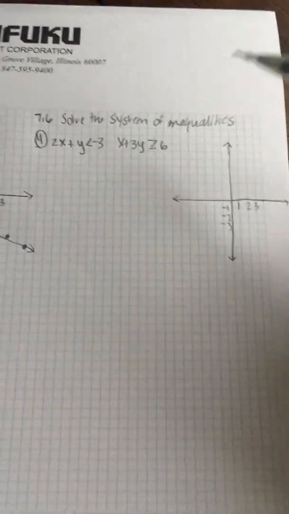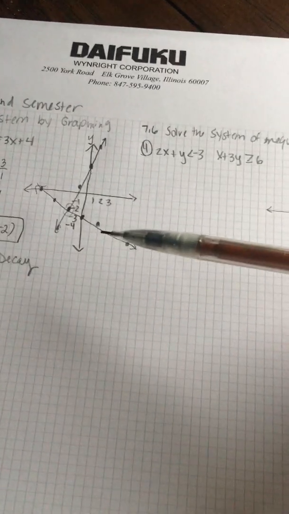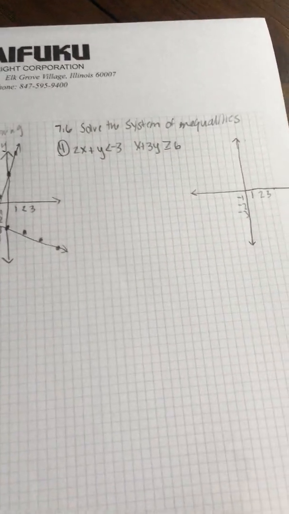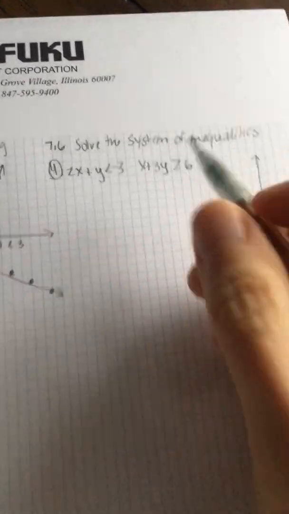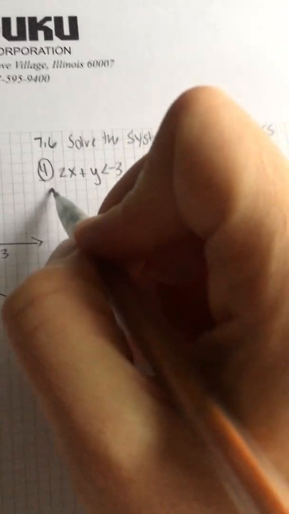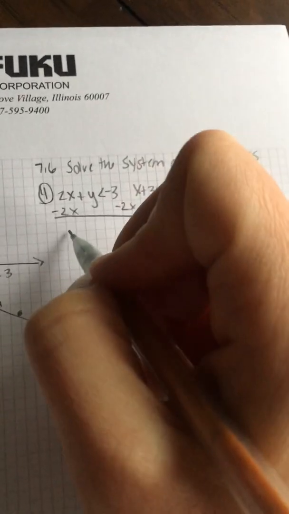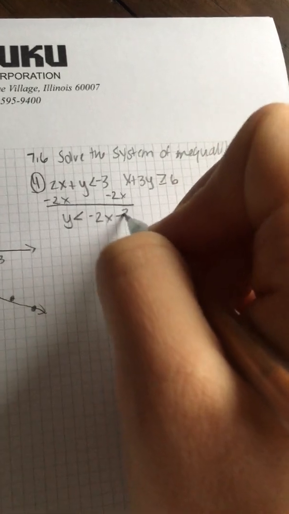Number 4, we're solving the system of inequalities, similar to the system of equations. But because I have inequalities, I'm going to be thinking about dotted and solid and shading. Unfortunately, there's more work to do in 4 because, as you can see, the y is not alone. So first, I like to graph my lines in y equals mx plus b. Subtracting over the 2x, I get y is less than negative 2x minus 3.